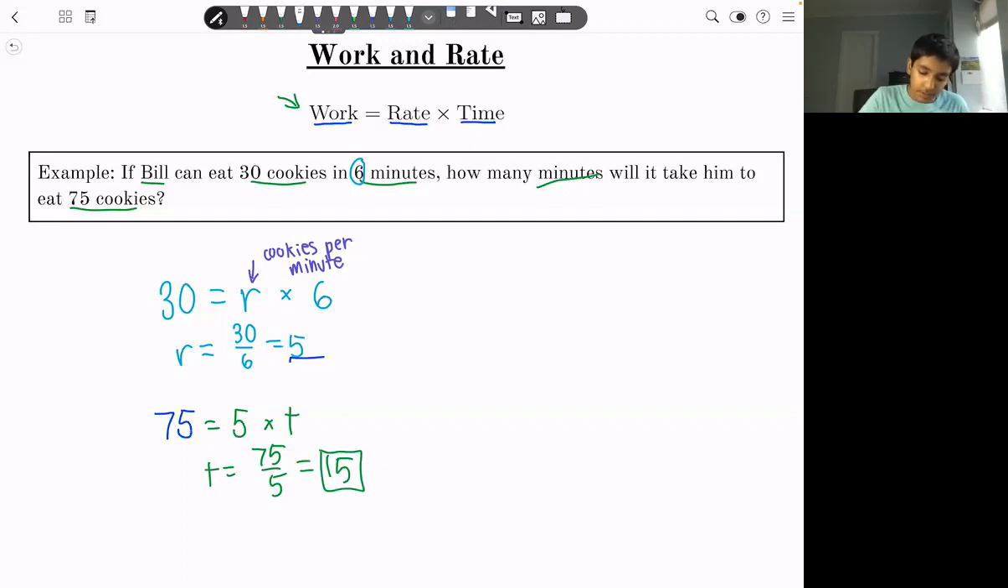To solve it, you plug it into this formula twice. First you find R, then you plug it in to see what the value of T is for the second scenario with 75 cookies.